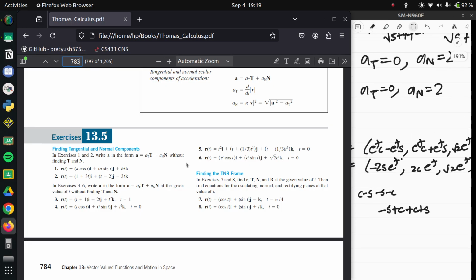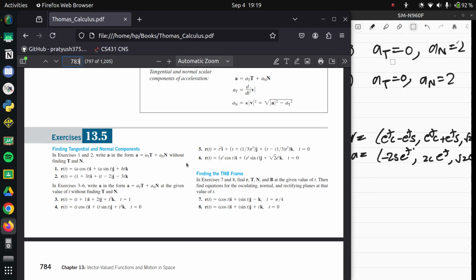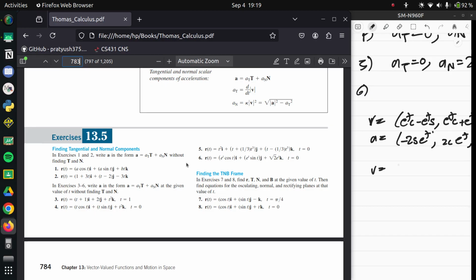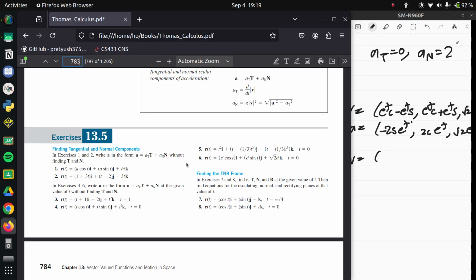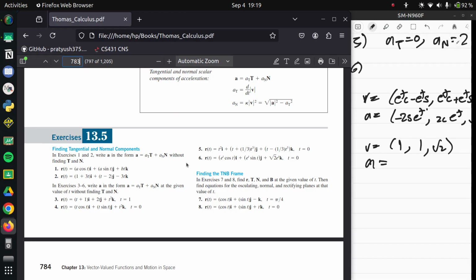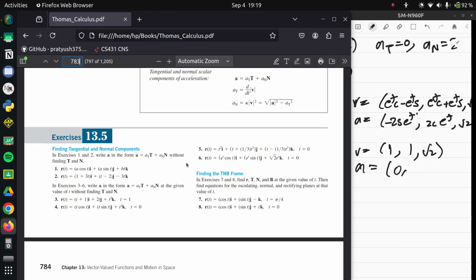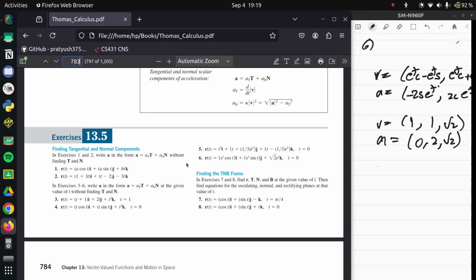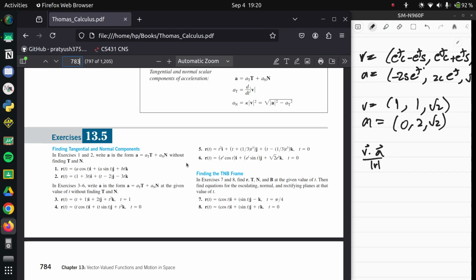Now calculate this at t equal to 0, so the sign thing does not really matter, so v is just 1, 1, square root 2, and your acceleration happens to be 0, 1, so it's just 2, so 2 square root 2 over there. Cool. Now what do we want to find? I guess v dot a upon the magnitude of v. So what's that going to be?